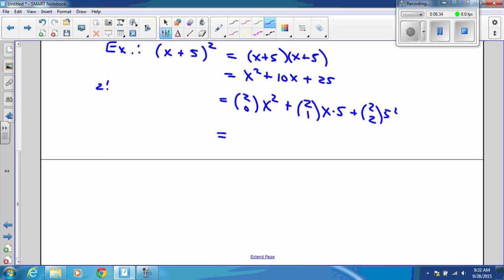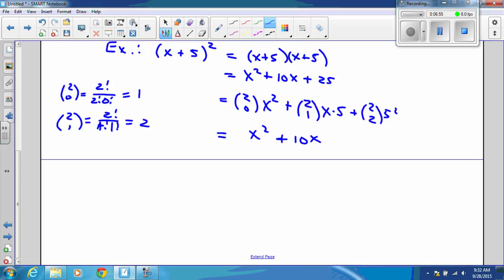2 choose 0 is 2 factorial over 2 factorial times 0 factorial, which is just 1. And so I get x squared for my first term. 2 choose 1 is 2 factorial over 1 factorial times 1 factorial, which is 2. So I get 2 times 5, which is 10, times x. And 2 choose 2 is automatically the same as 2 choose 0, which is 1.